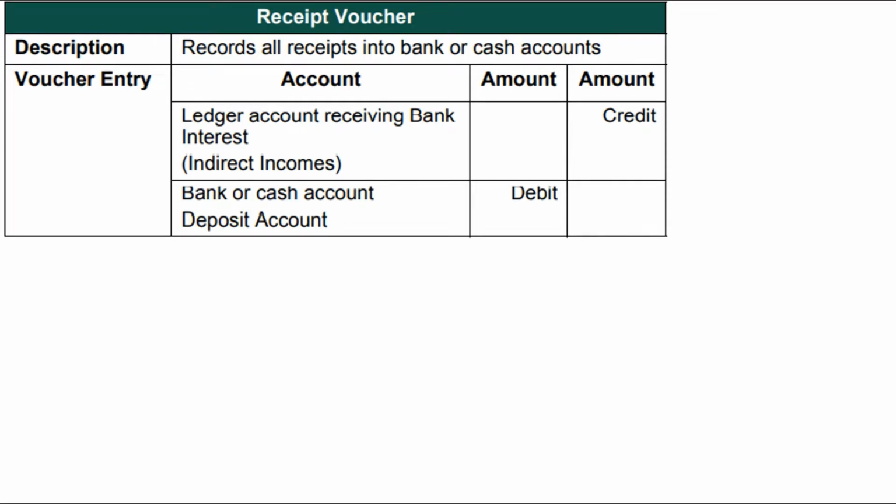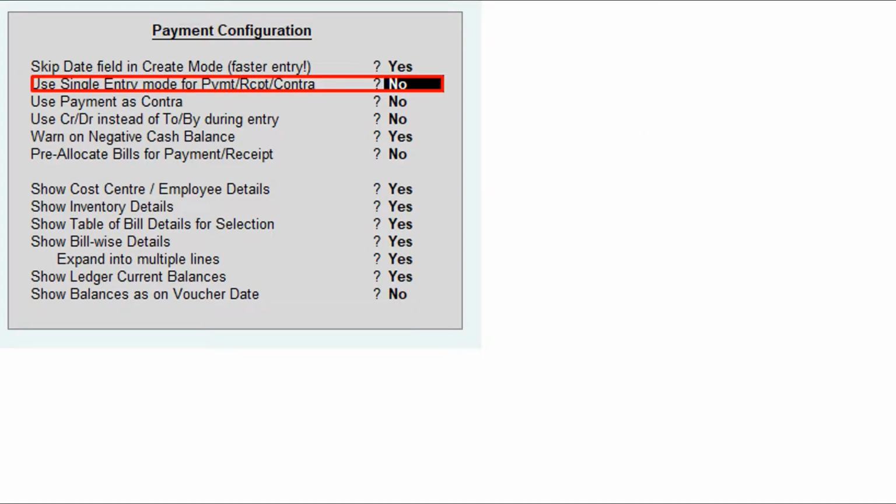Receipt voucher. This is where the company receives a bank advice that the interest has been credited to its deposit account. To use a receipt voucher to record the entry, you need to go to the payment configuration first. Ensure that "Use single entry mode for payment/receipt/contra" is set to No.